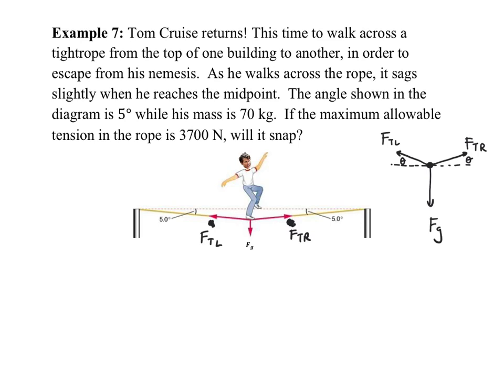Now here's the thing though. The assumption we have to make in this problem is that Tom Cruise is a fixed mass, which he is, and the angle isn't more than what we're seeing. So we need to figure out, what is the tension on either side of the rope? And if that tension is more than 3,700, it's snapping. If it's less than 3,700, he's going to survive. It's not going to break. Okay? A lot of imminent death problems.